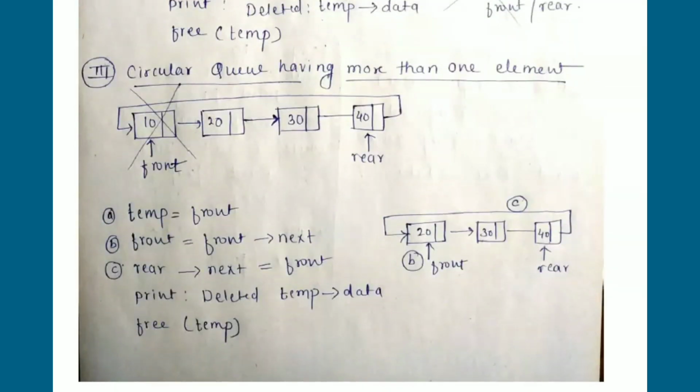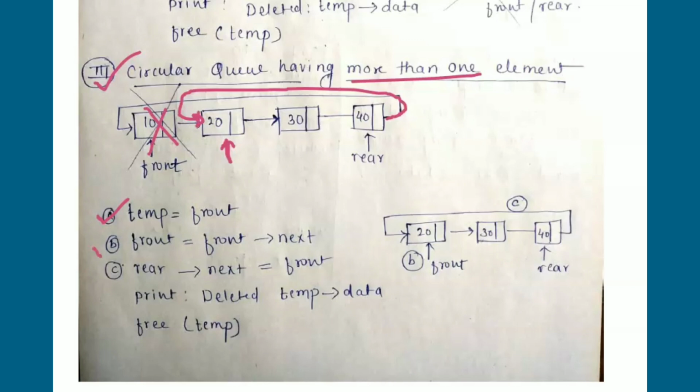Now we will check a third case. Third case is nothing but your circular queue is having more than one element. So this is a circular queue having element 10, 20, 30 and 40. And I want to perform dequeue operation. That means I am going to remove the 10 from this circular queue. So first thing, I will hold that front into a temporary variable. After deleting this front, I need to set this 20 as a new front for my queue, as well as I need to create a link from this rear to the updated front.